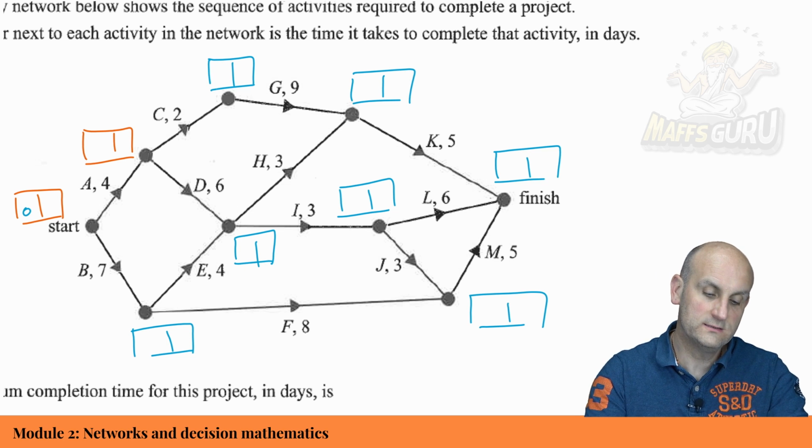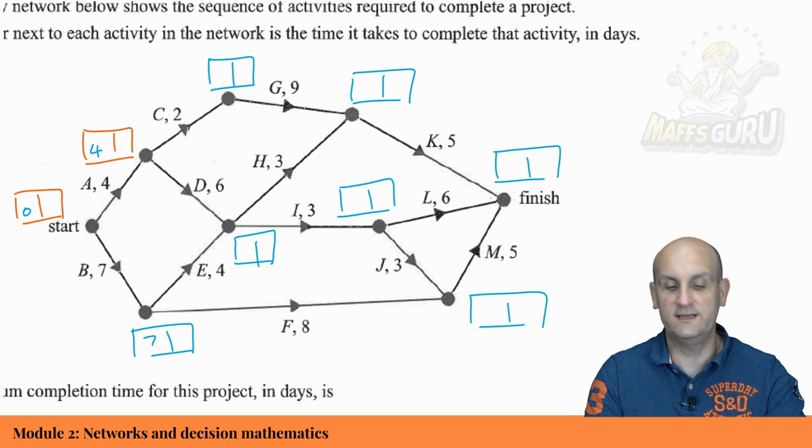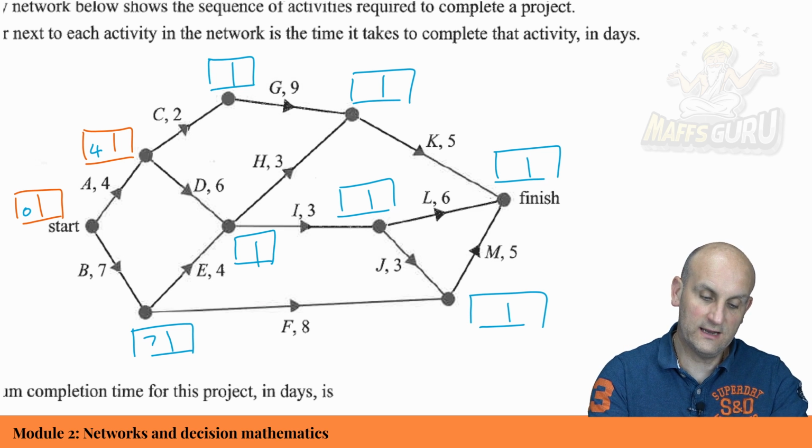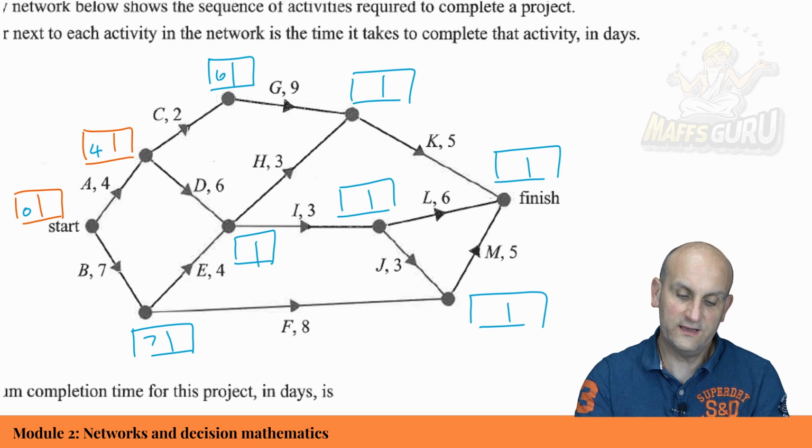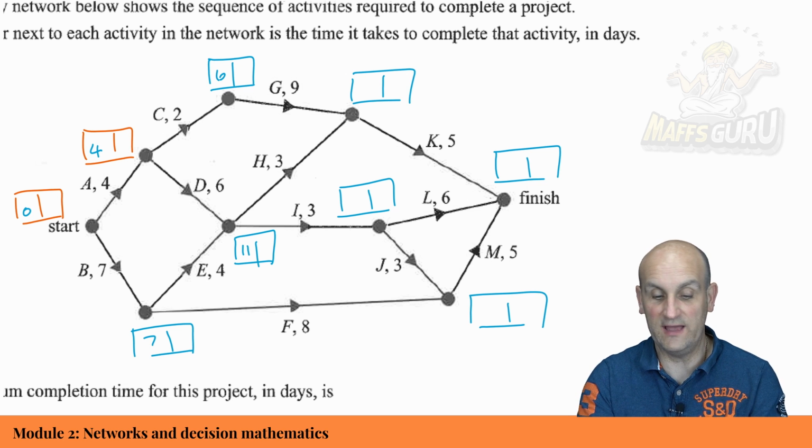Okay, so 0 here, that's got to be 4, and that's got to be 7, because there's only one way to get there. To get to this one here, I'm going to add on 2, that's got to be 6. To get to this one here, I can go 2 ways. I can go 4 to 6 is 10, or 7 to 4 is 11. So it has to be 11 because I have to choose the largest value.